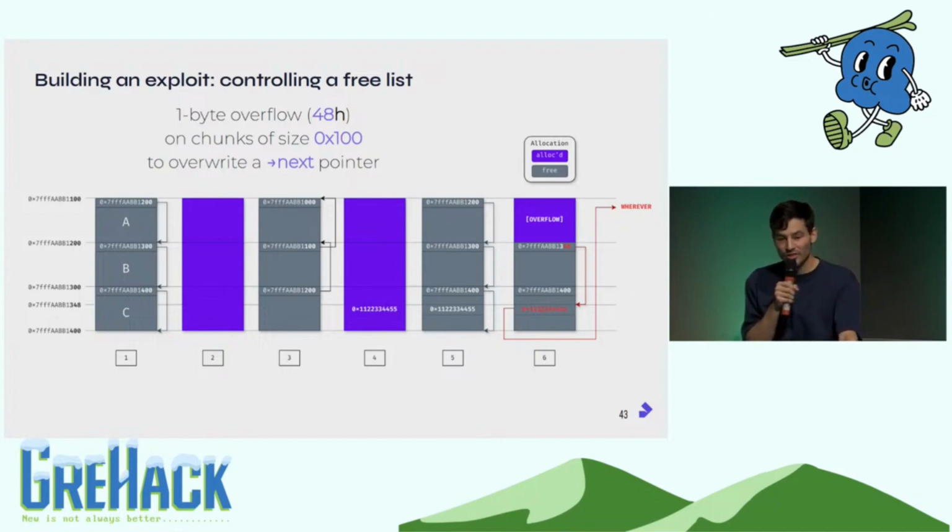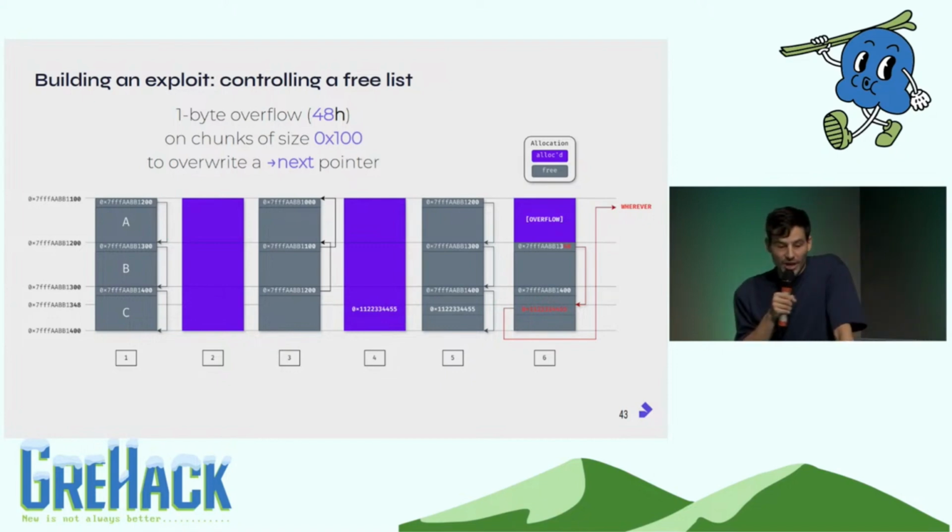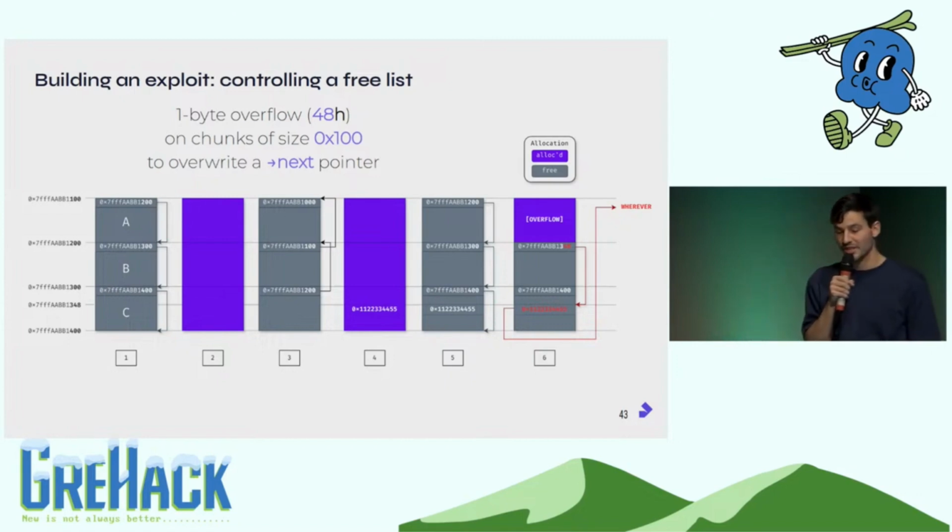So now I just need to control some free list using my primitive, and it's pretty easy. I have a 1 byte overflow. I focus on chunks of size 0x100, as I've said, and I want to overwrite the next pointer entirely. To do so, I first pad the heap, and I end up in step 1, where I have 3 free chunks, A, B, and C, with A as the head of the free list. So we have A that points to B that points to C, and I allocate these 3 chunks. We are in step 2, and then I free them, and we are in step 3. And now what we have is a reverse free list, where we have C that points to B that points to A.